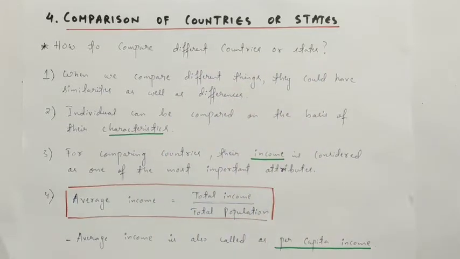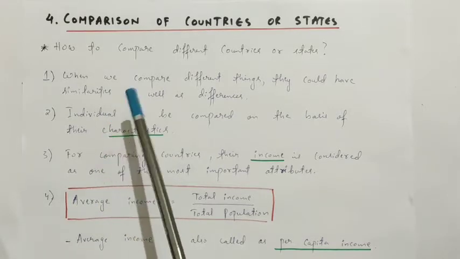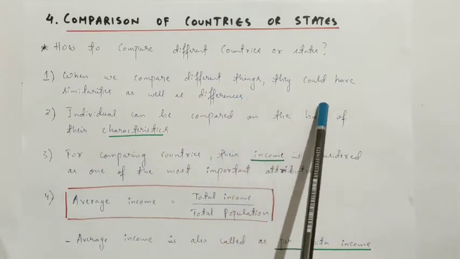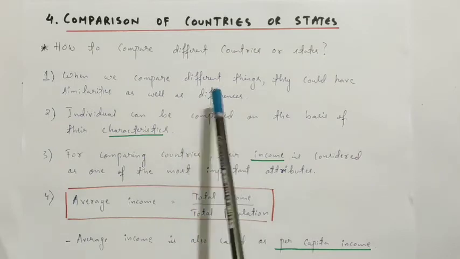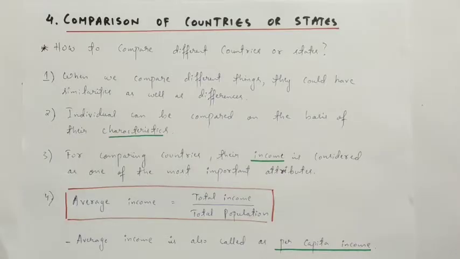Here we will understand how a country is categorized into developed and underdeveloped countries. When we compare different things, they could have similarities as well as differences. So, which aspects do we use to compare countries? What differentiates them? On what basis can they be categorized or compared?